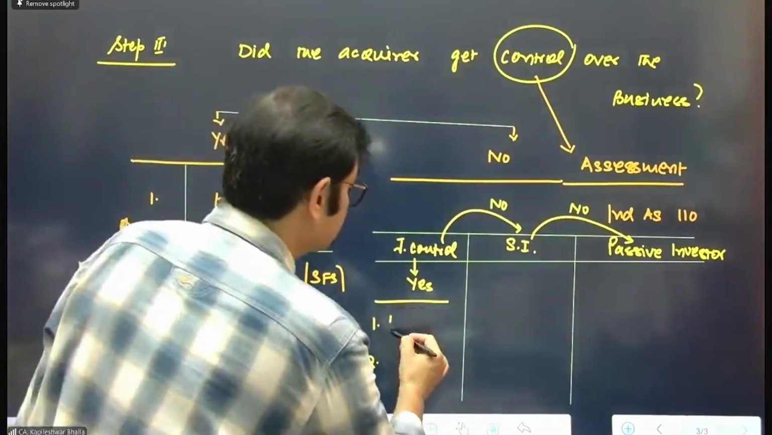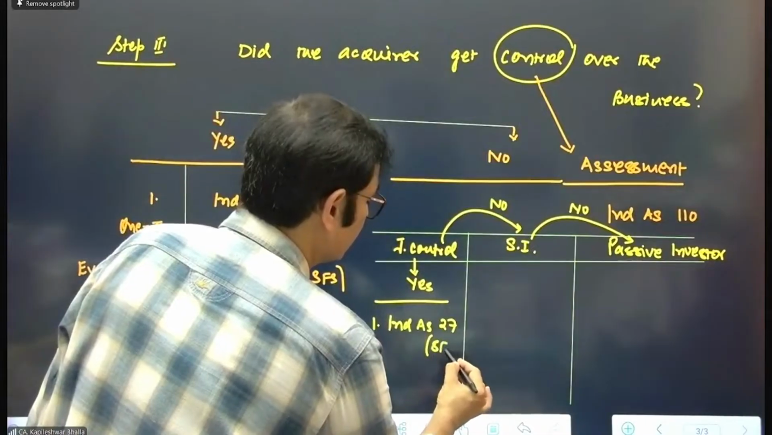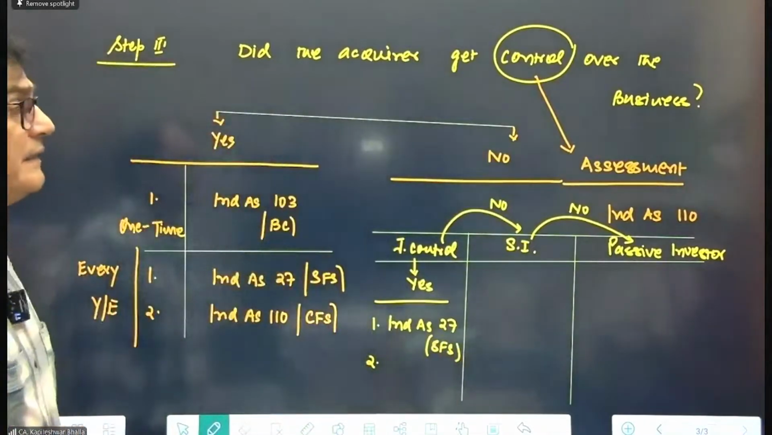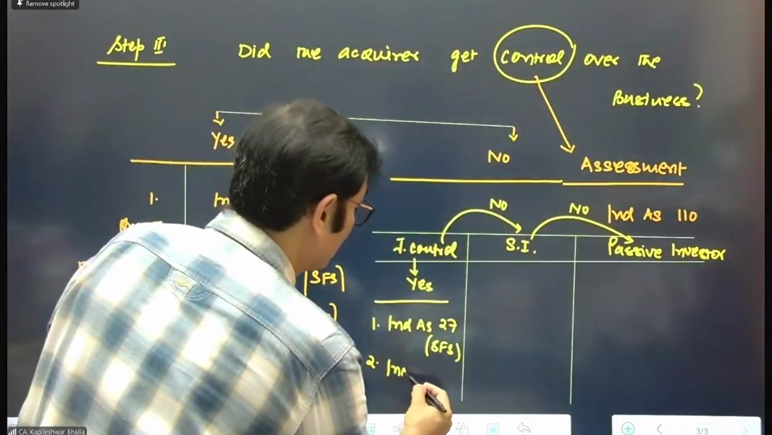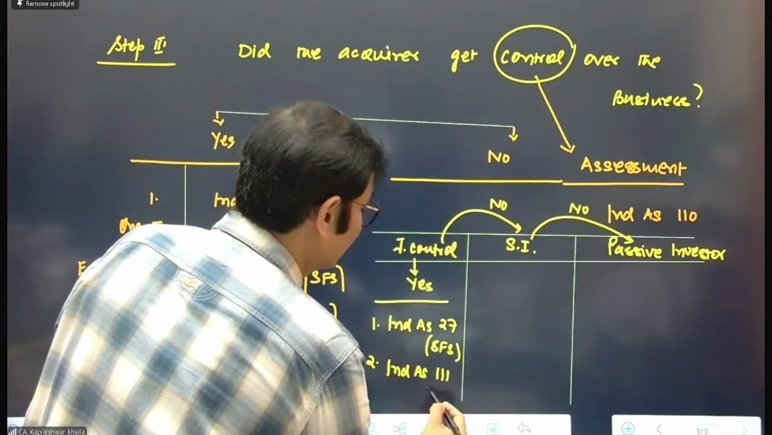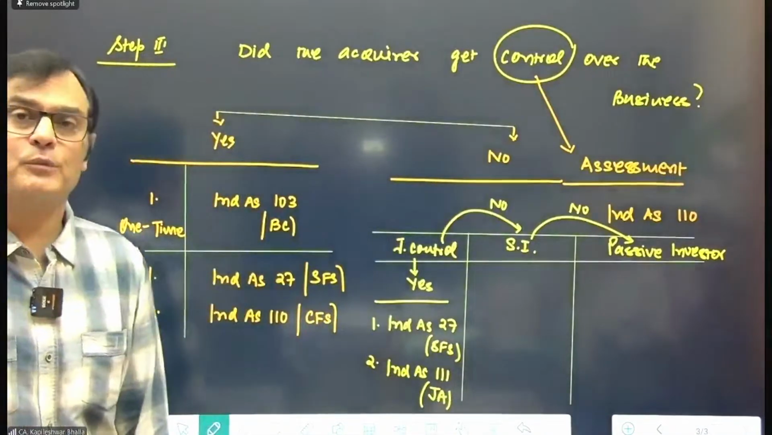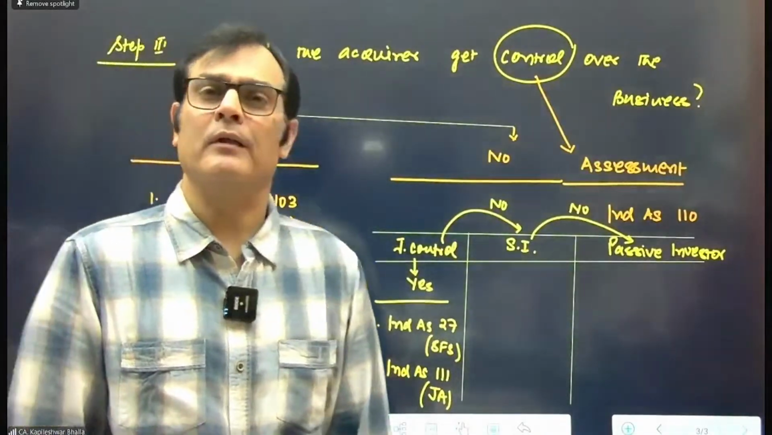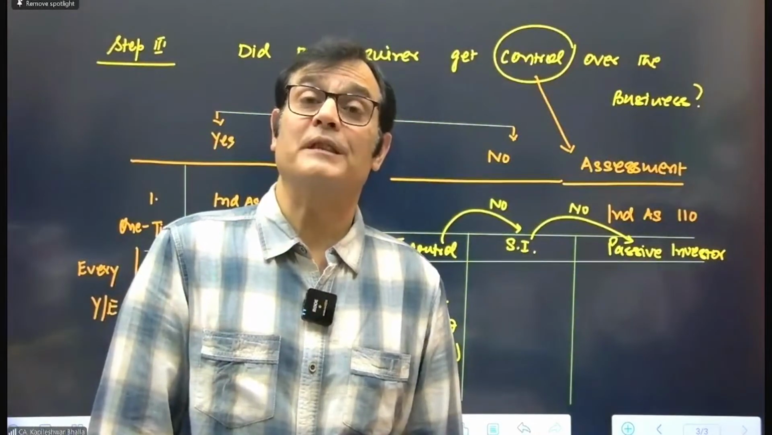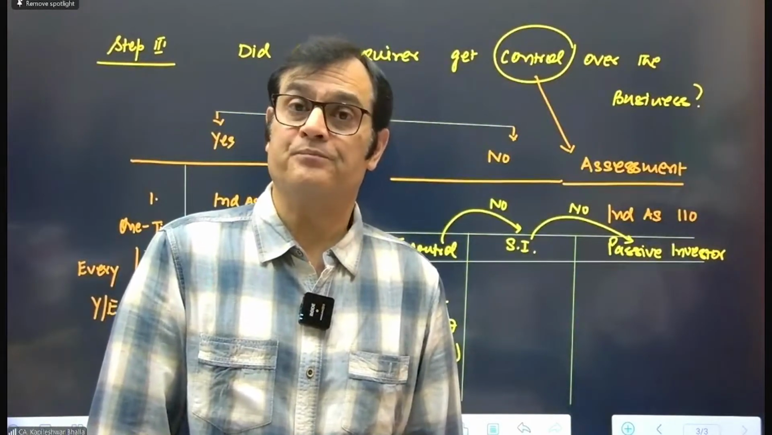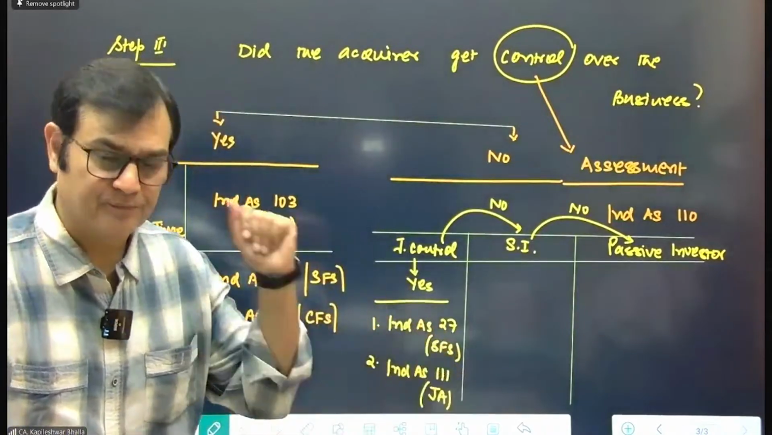One is making separate financial statements as per Ind AS 27. And the other is Ind AS 111, that is called joint arrangements, where the consolidation will take place depending upon whether it is a joint venture or a joint operation. Accordingly, you would apply 111 or maybe 28.